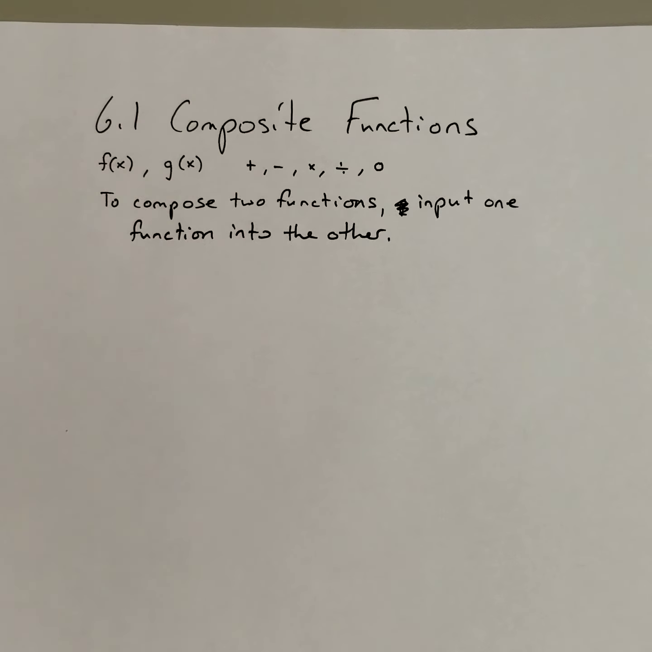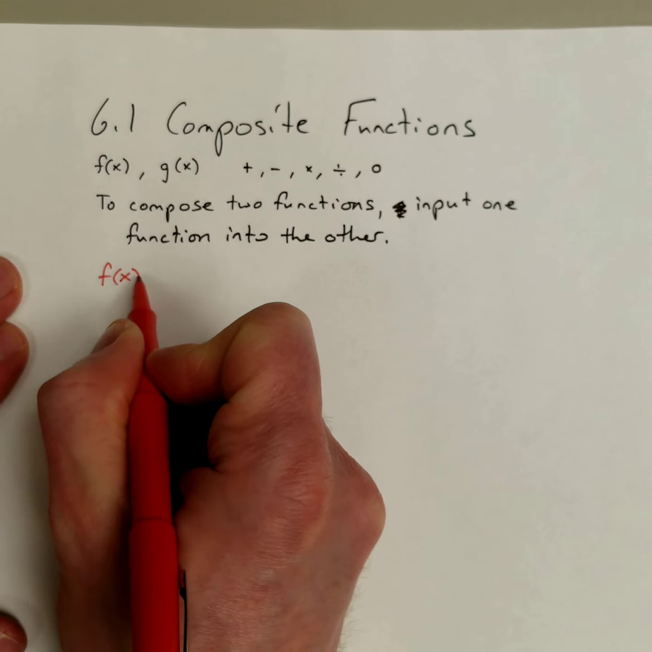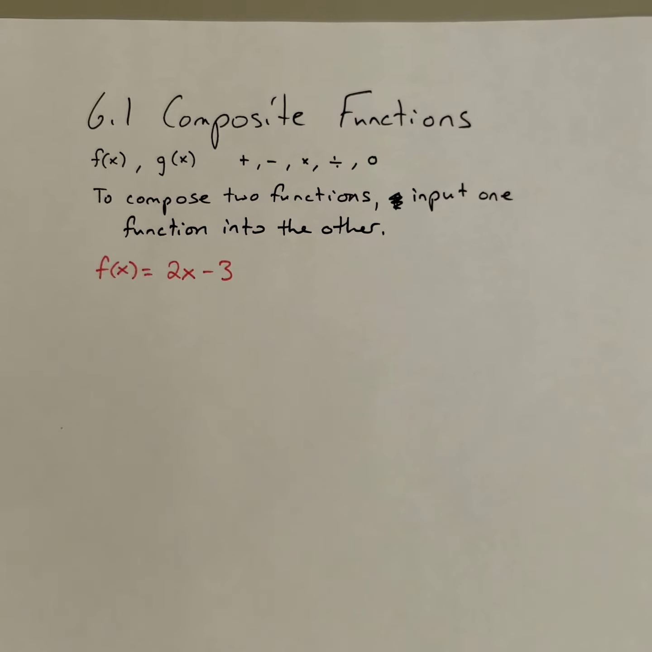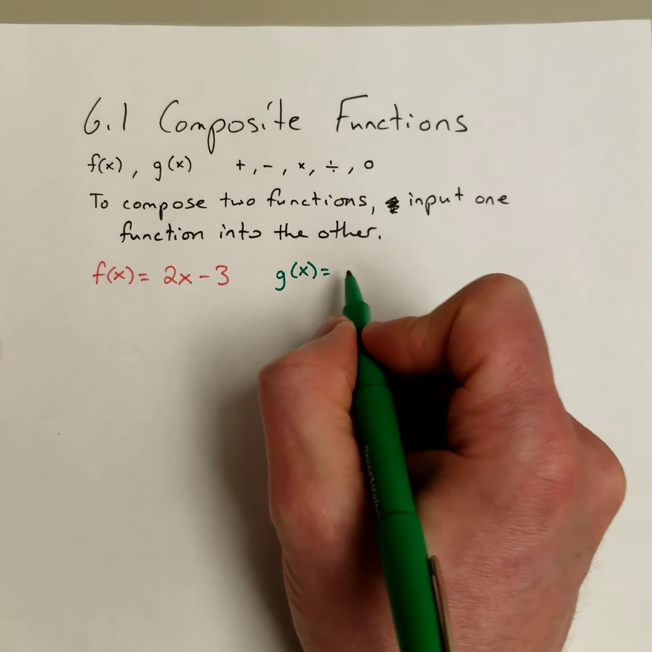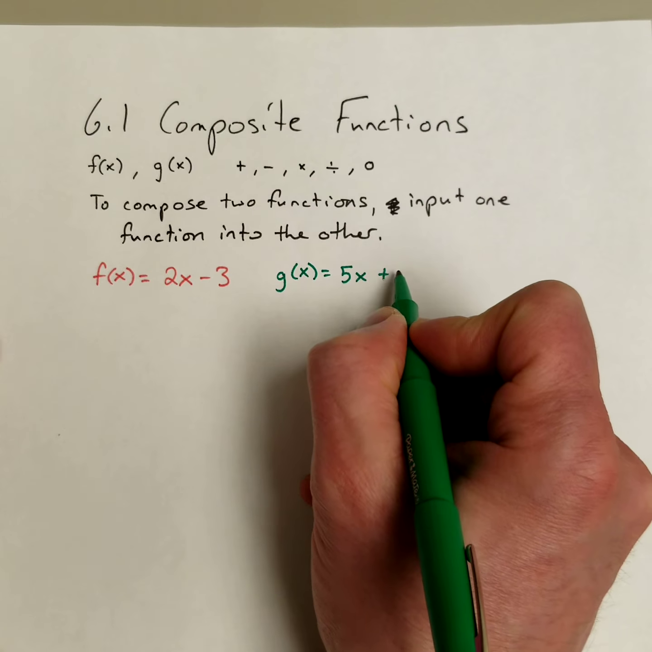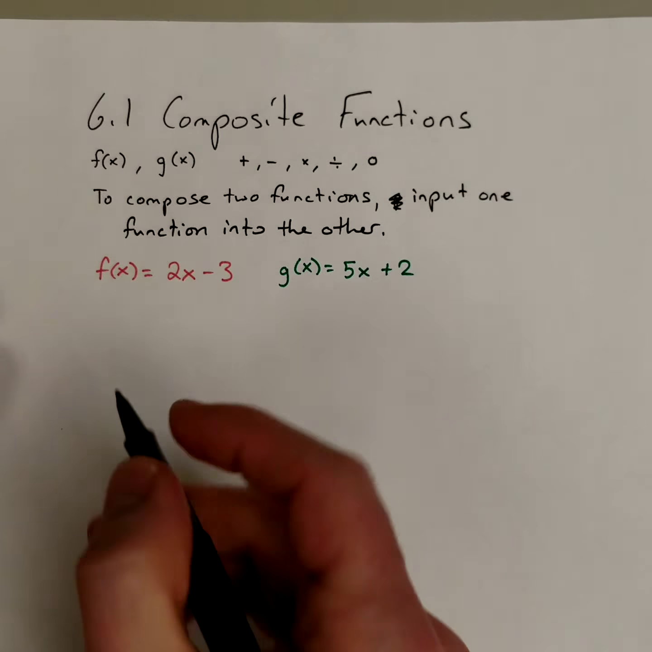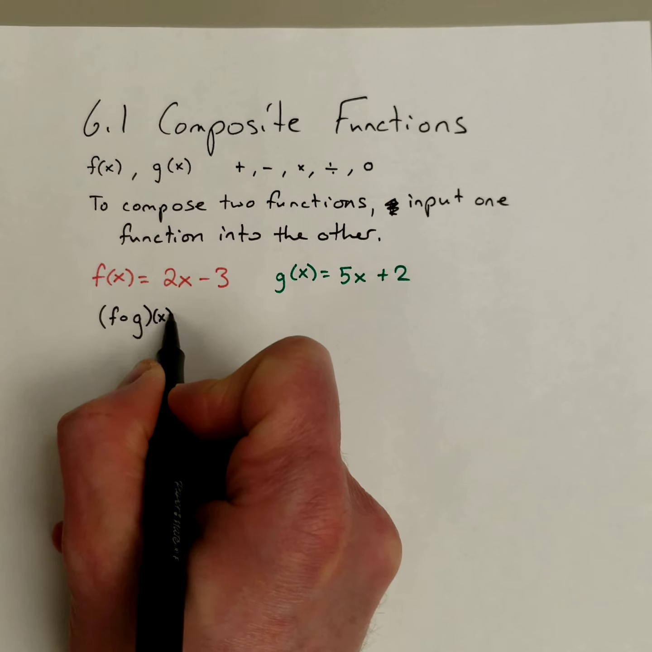Now let's say I give you two functions. Let's take the function f of x to be 2x minus 3. And let's take the function g of x to be the function 5x plus 2. Then we can find the composite function, and I'll just keep it alphabetical here. We'll look at f composed with g of x.